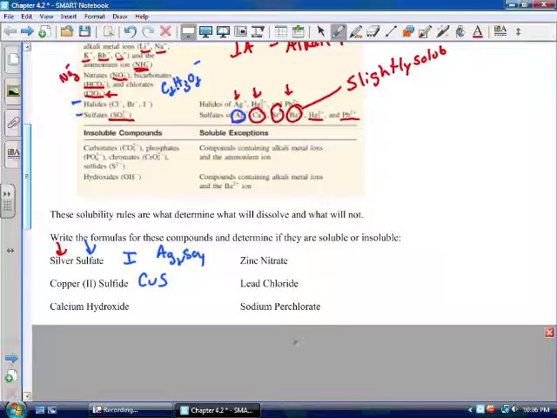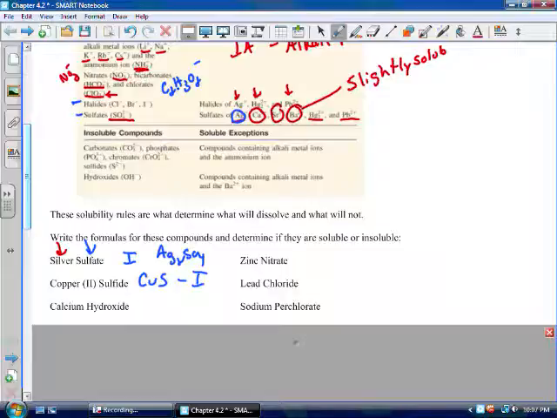Copper 2 sulfide, we look at the first element. Again, is it lithium, sodium, potassium, rubidium, cesium, or ammonium? No. Check number 2. Is the anion nitrate, bicarbonate, chlorate, or acetate? The answer again is no. So we go to check number 3. Is the anion a halide? The answer is no again. Remember, the halides are chlorine, fluorine, bromine, iodine underneath that family, the next to the last family on the periodic table. Is the anion a sulfate? No, it's sulfide. Sulfate, sulfide are different things. Therefore, we've gone through all the checklists. Because we've gone through the checklist of things that are soluble, again, we know this is insoluble.